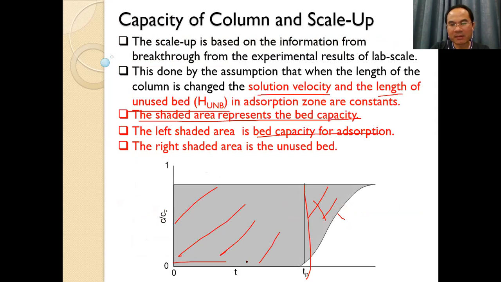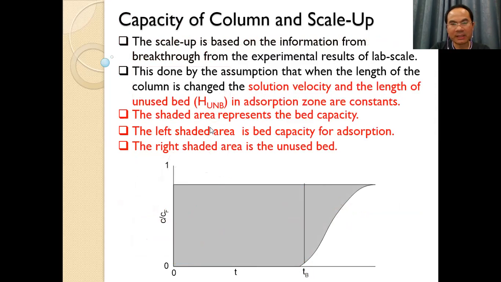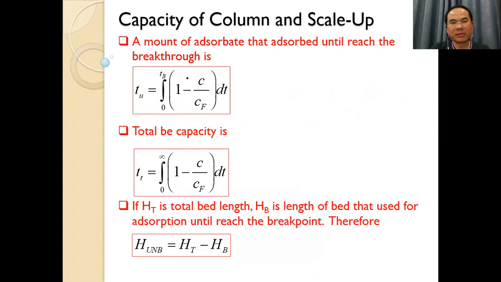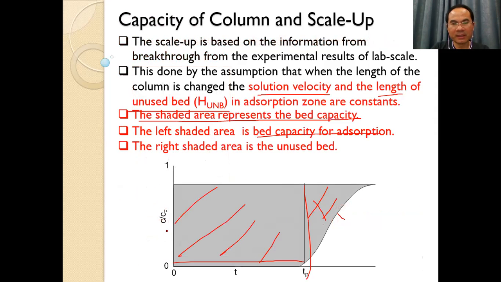Mostly we calculate at about 0.05 CF, or 5% of CF. TB is the breakthrough time. TU equals the integral from 0 to TB of 1 minus C over CF dt. If you plot 1 minus C over CF against dt.